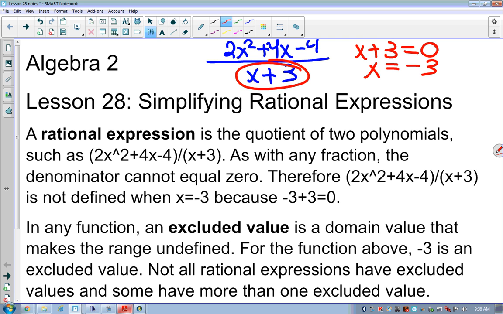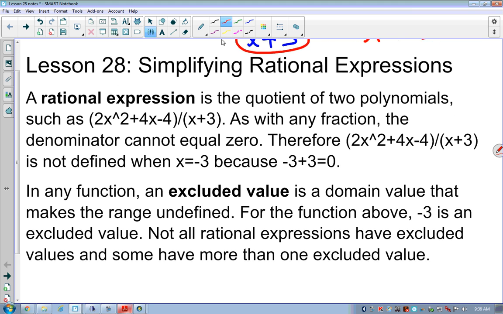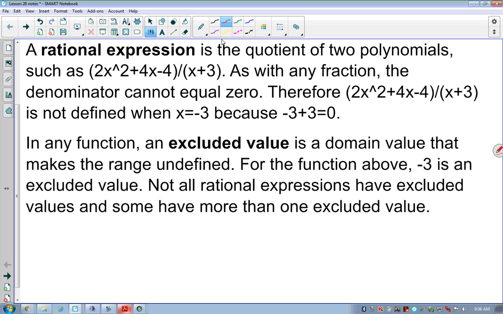In any function, this is what we call an excluded value. All right? It is a value that causes my expression to become undefined. An excluded value is a domain value, or an x value, that makes the range undefined. For the function above, we saw that -3 is an excluded value. Not all rational expressions have excluded values, and some have more than one.